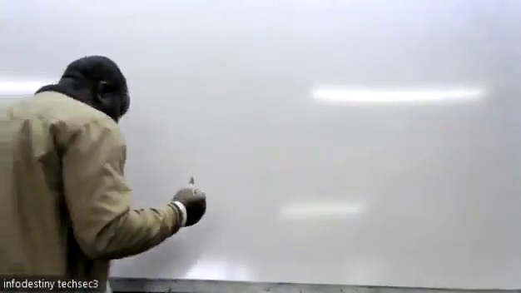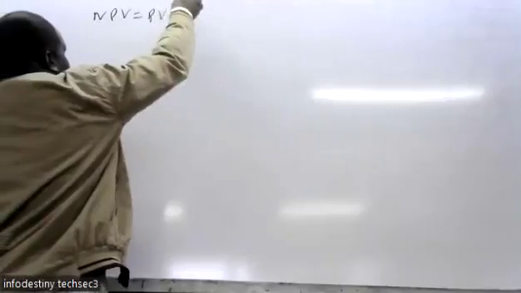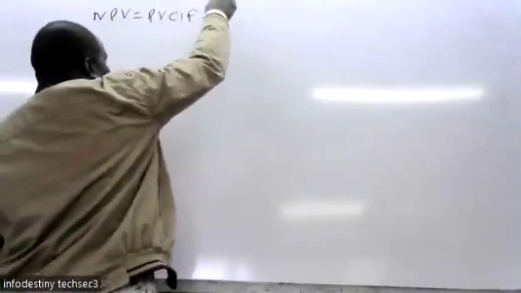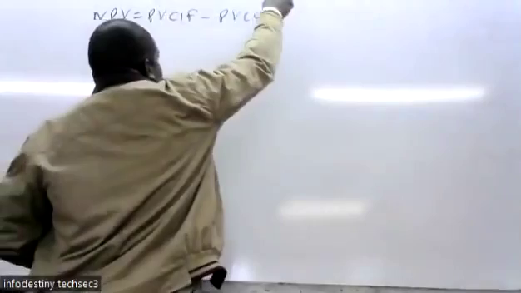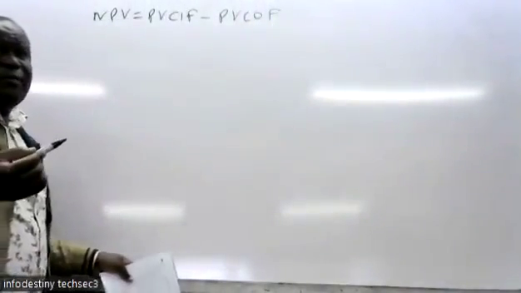So NPV is supposed to be given by present value for the cash inflows minus the present value for the cash outflows.